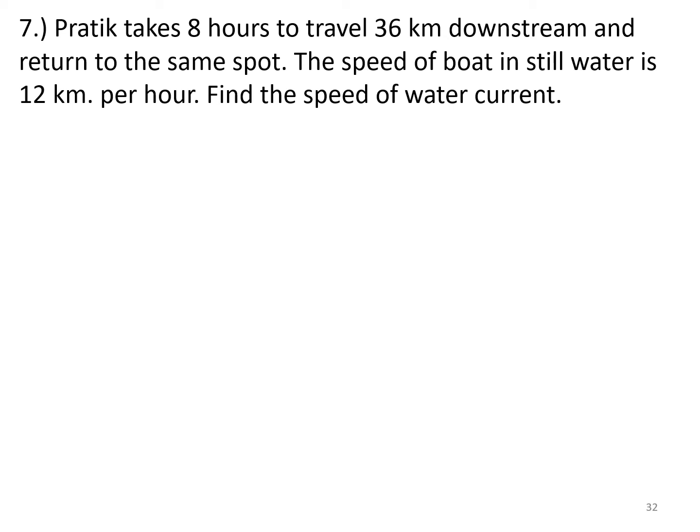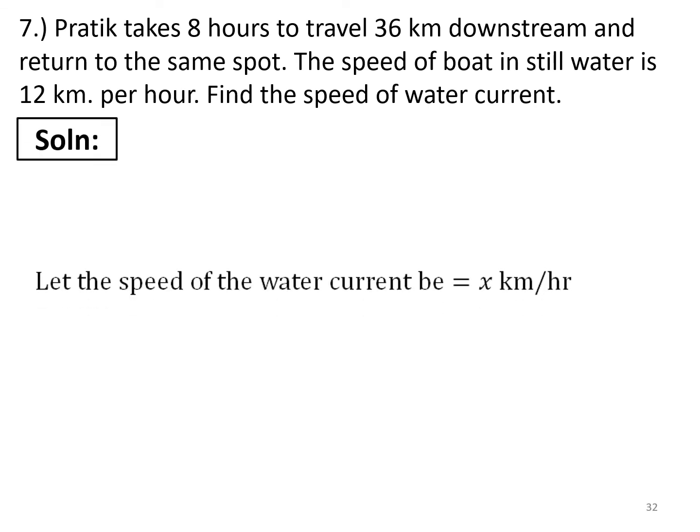Okay, now what they have given is that Pratik is traveling in a boat in water. He travels 36 kilometers downstream and then upstream because he is returning. That means one way and then the second way, he travels 36 kilometers, and the time taken is 8 hours to go and come back. The speed of the boat is 12 kilometers per hour. We have to find the speed of the water current. So let's take x as the speed of the water current. Since speed is mentioned, we will take x in kilometers per hour.